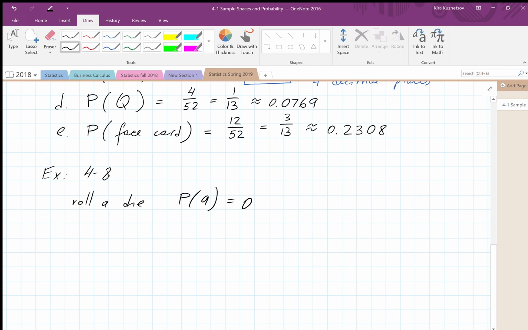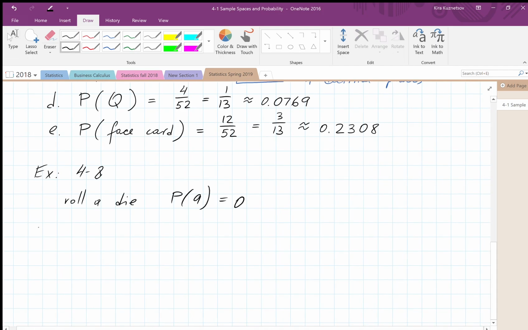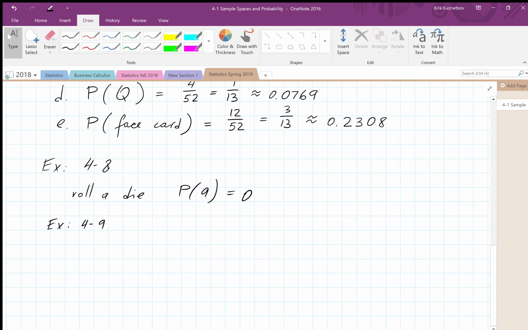Now, same experiment. I'm on example 4-9 now. I'm still rolling a die. Now the probability that I'm interested in is getting a number less than 7. So something that's less than 7. Now, again, a die has 6 faces, 1 through 6. So the probability of getting something that's less than 7 is 100%.